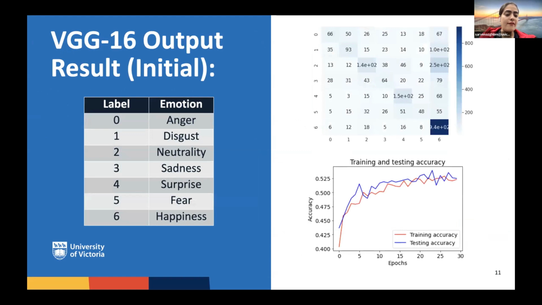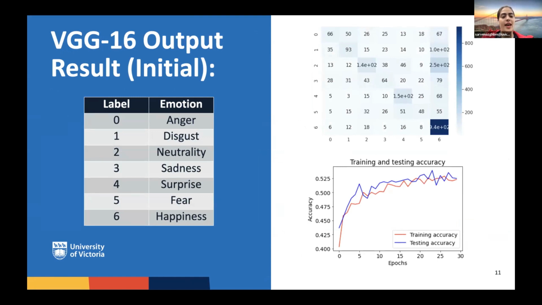So here's the VGG output result. As shown in the second figure, the training accuracy is 52.31%, and testing accuracy reaches 52.49% after 30 epochs.